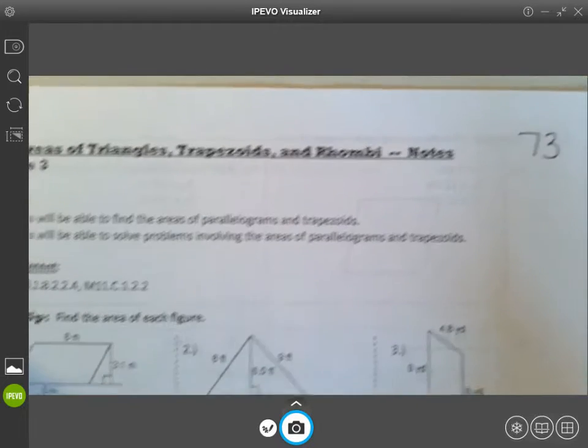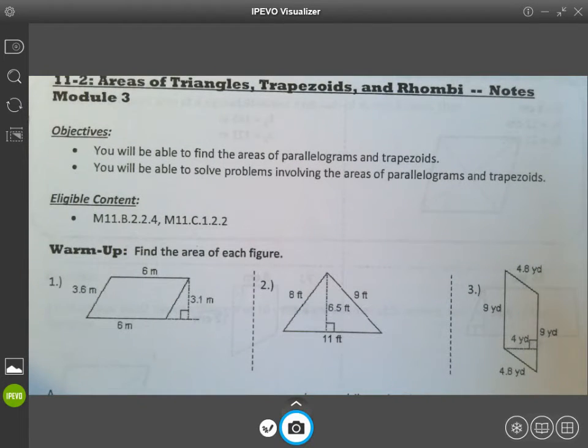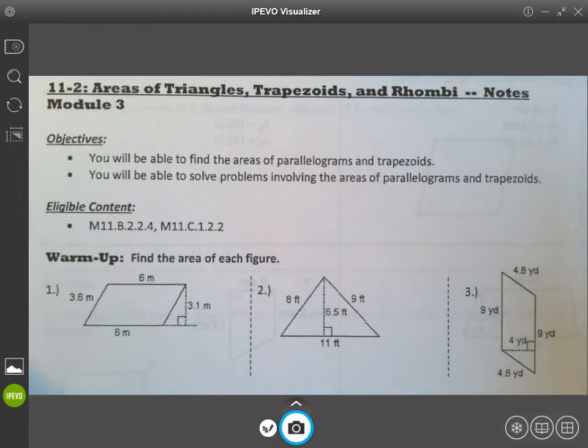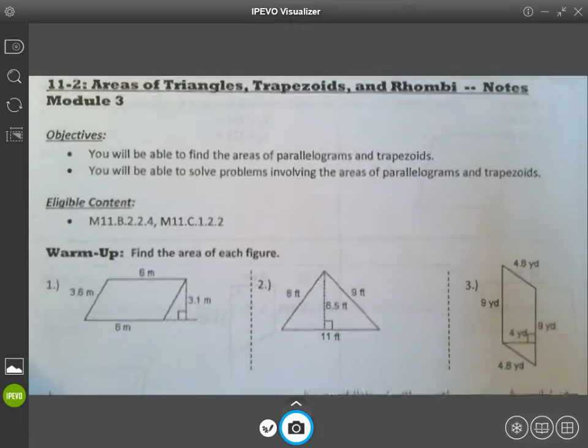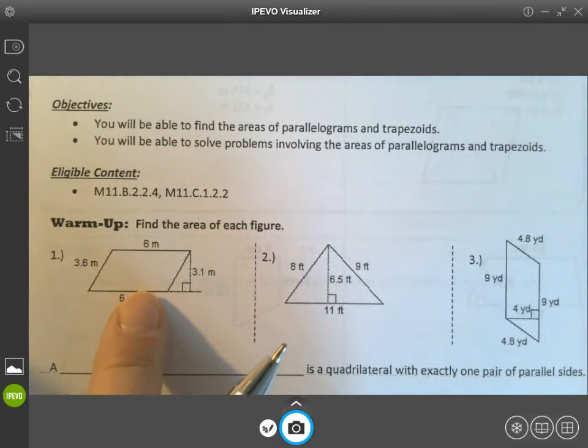All right, we're looking at 7-3 today, and it is areas of triangles, trapezoids, and rhombi. Rhombi is plural for rhombus. All right, so warm up. We have here to find the area.